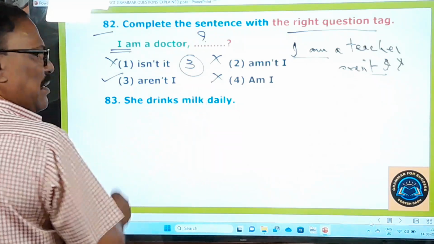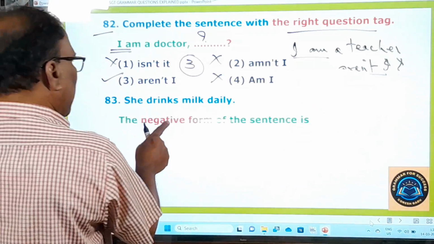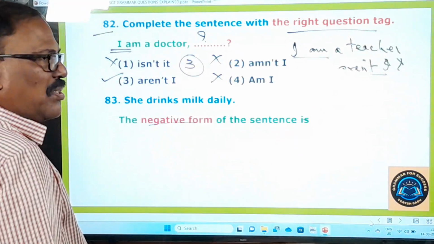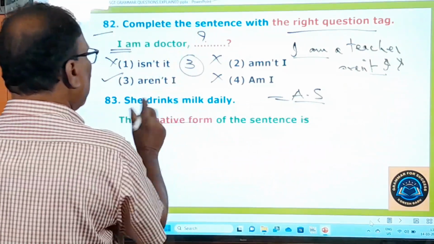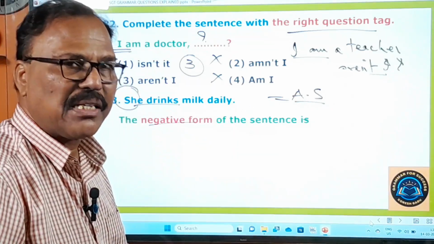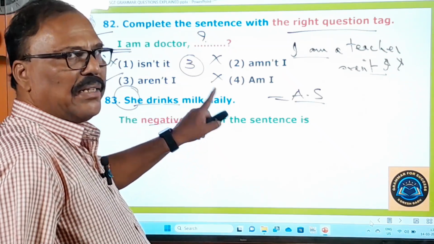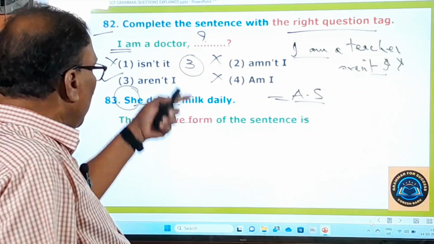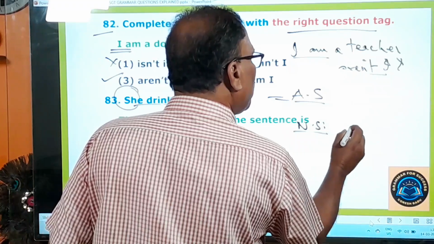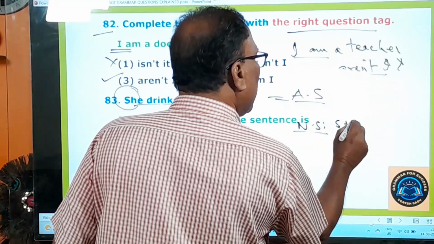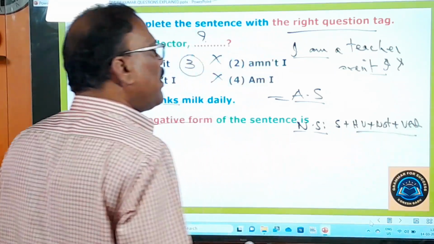She drinks milk daily. This is the statement given. And what is the examiner asking you to do? He is asking you to give the negative form of this. This is an assertive sentence. AS means assertive sentence. An assertive sentence means a normal, simple sentence beginning with the subject. Now he is asking you to change it into the negative form. Whenever you change this into the negative form, the rule is you must use subject plus helping verb plus not plus verb. This must be the pattern.